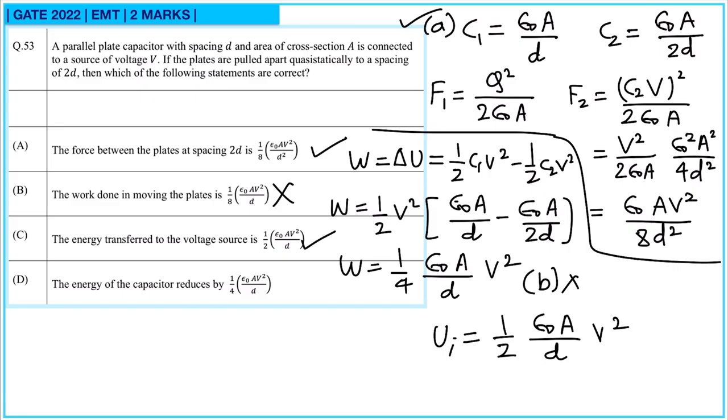Now option D: energy of the capacitor reduces by. The energy of the capacitor reduces, that will be equal to work done. So work done is this, 1 by 4 epsilon naught A V square by D. So that means option D is correct here. So options A, C and D are correct. Next question.